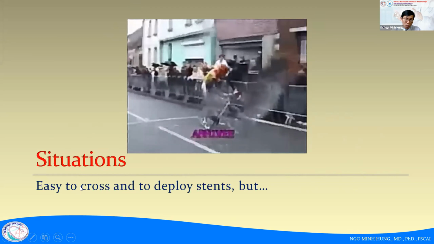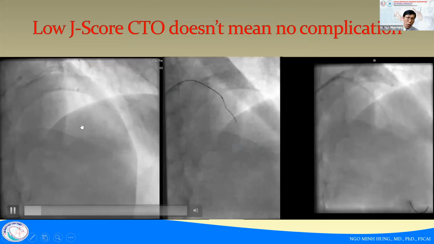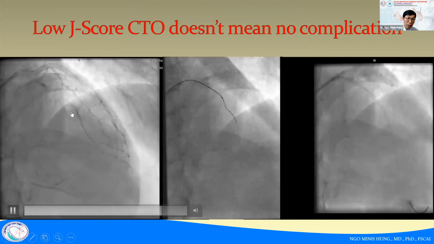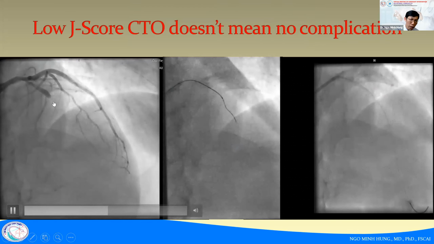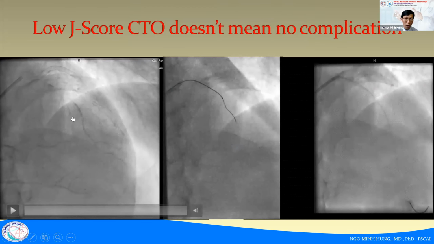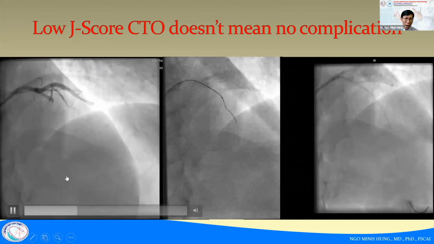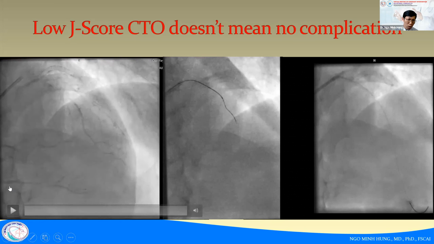So is it to cross the CTO lesion? Is it to deploy the stent? But what happened? So this is the case like that. You can see that this is a very short CTO. The CTO is under 20 millimeters, and we can see the distal end. So based on the J-CTO score, it's not a difficult CTO. It's easy. And we can see here another CTO on the right side. So this patient has two CTOs.